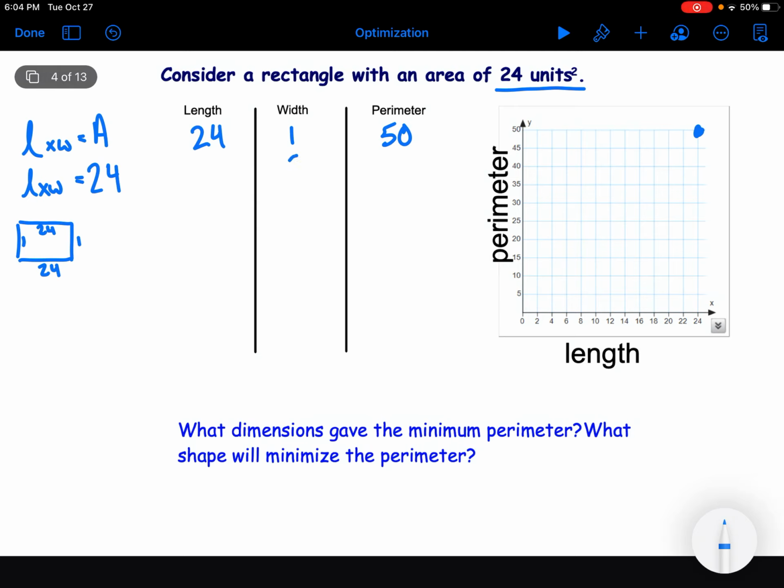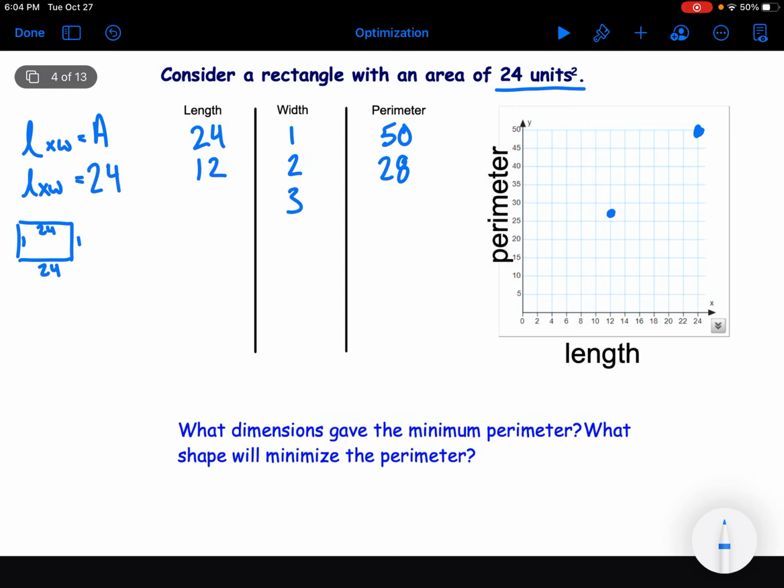Well, let's make our width 2. That's going to make this 12, because 12 times 2 is 24. Now we have to add those together and double it. So 14 times 2 is 28. So now we've got a width of 2 but a length of 12, and we're at 28. So a length of 12 kind of goes in that neighborhood.